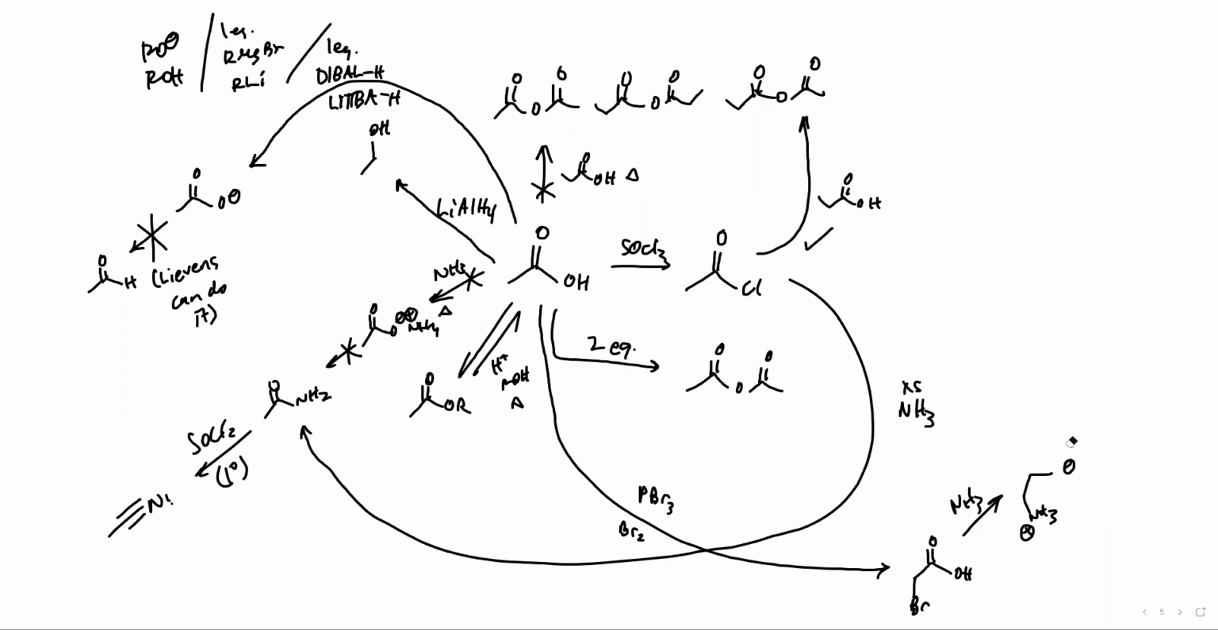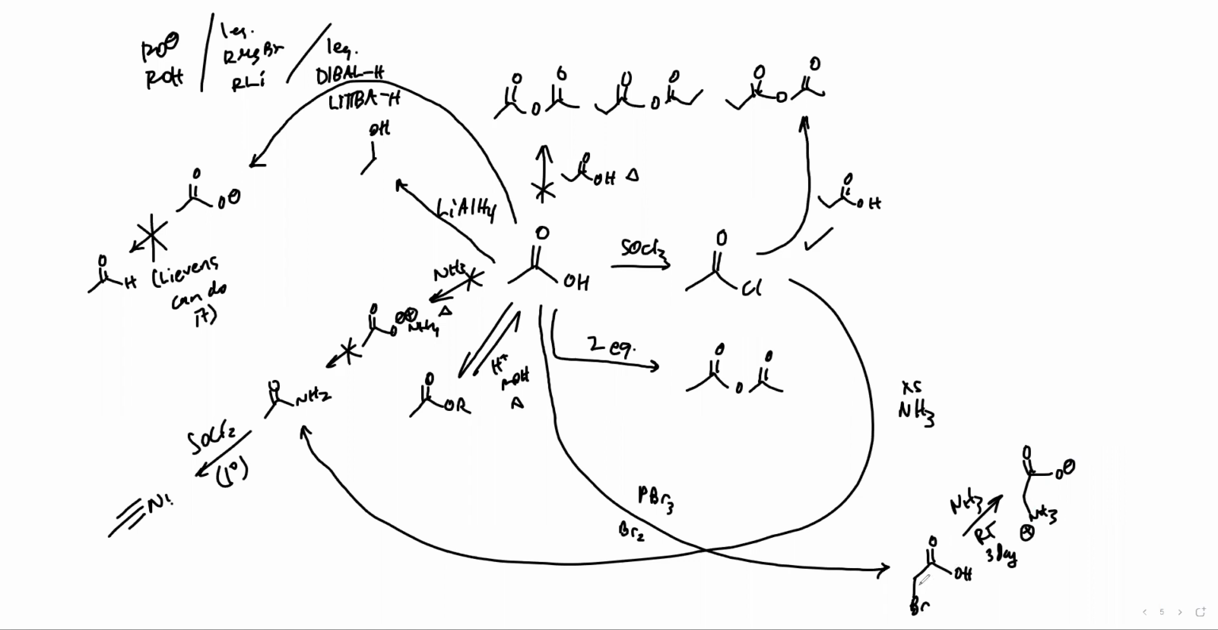Oh, sorry, I didn't mean to erase that. But yeah, we can make amino acids with HVZ, although no one really does HVZ anymore because it kind of sucks, because this actually takes 3 days at room temp. But it's really one of the only ways you know how to transform on the alpha carbon or make an alpha carbon electrophile. That's really the important thing here.